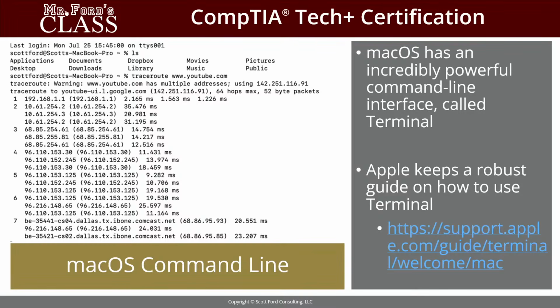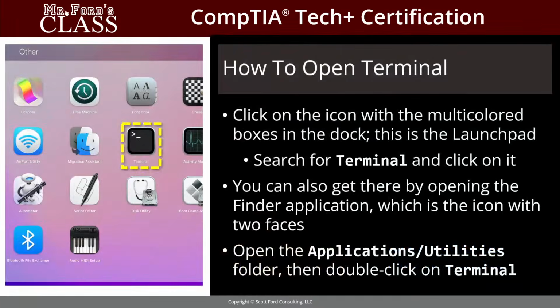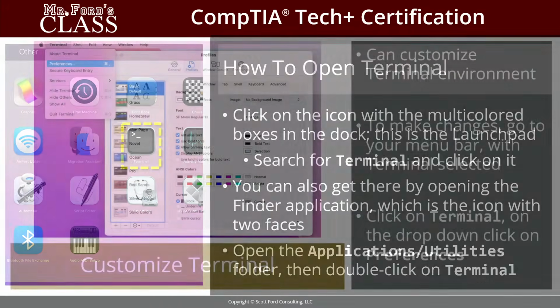macOS also has a command line, a very powerful command line. Actually, it's called Terminal, and Apple keeps a very robust guide on how to use Terminal. How to open Terminal, there are a couple ways to get there. You can, of course, just search Terminal. That's the fastest way to get there. Or you can go through Applications and Utilities, double-click on Terminal, and get there that way.